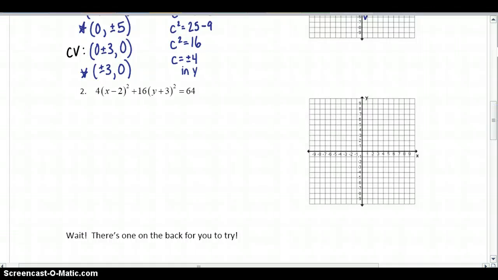Alright, now I'm going to go through this one a little bit faster to see if we're understanding where everything's coming from. Alright, one thing you have to remember, and I mentioned this earlier, is in order to graph it, it needs to be in standard form. Needs to be in standard form. And standard form for an ellipse means it has to equal 1.